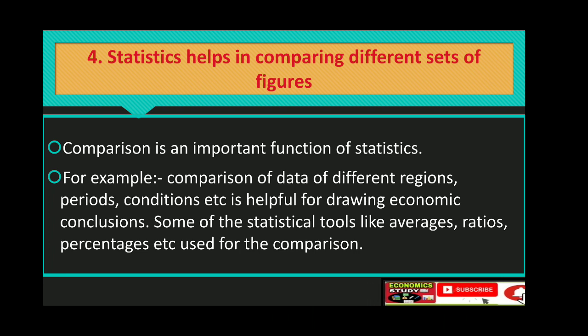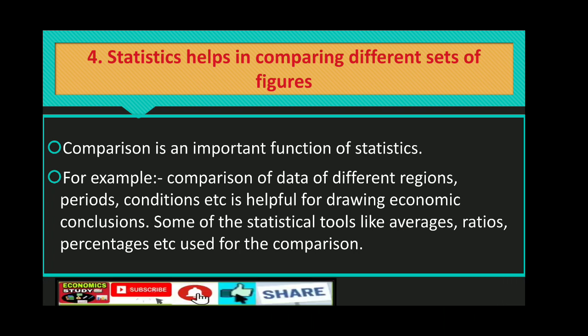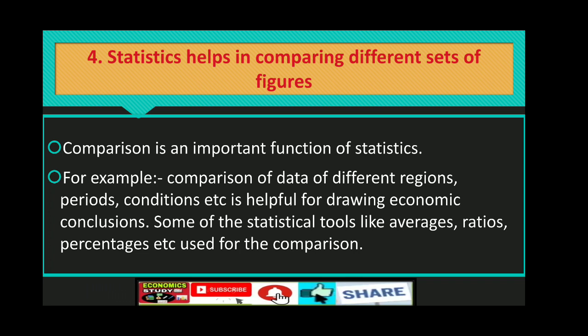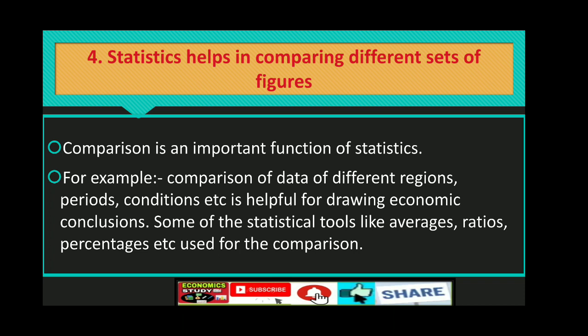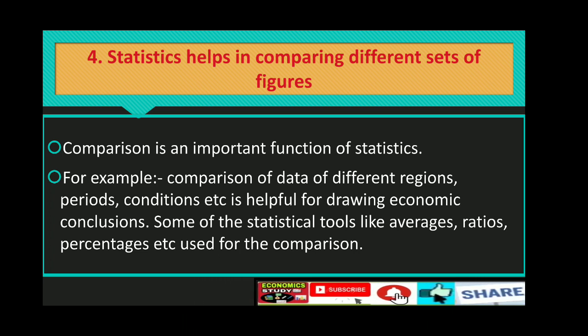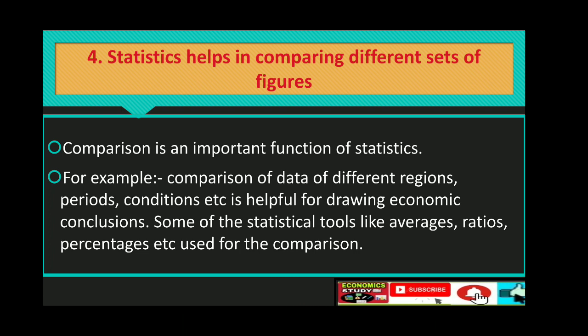The relationship between two groups is best represented by certain mathematical quantities like averages or coefficients, etc. Comparison is one of the main functions of statistics, as absolute figures convey very little meaning.